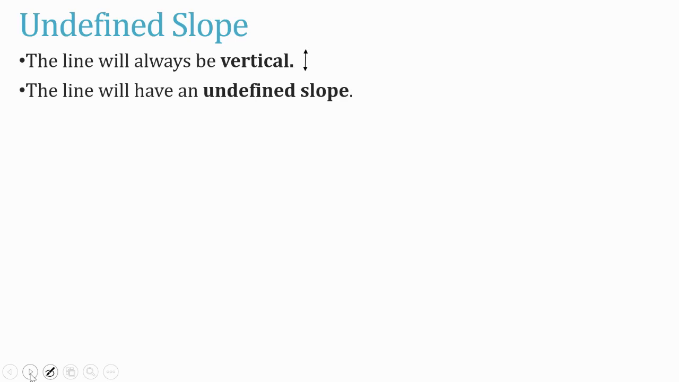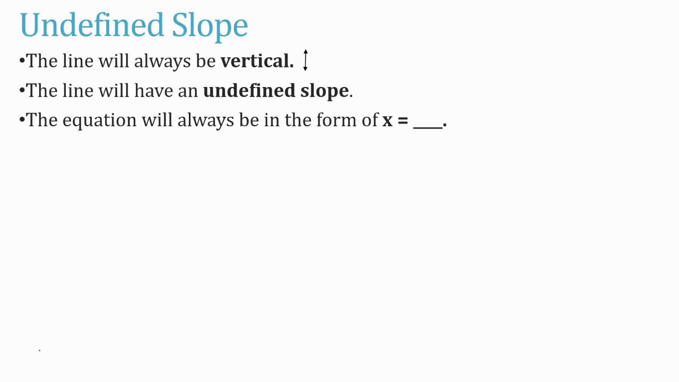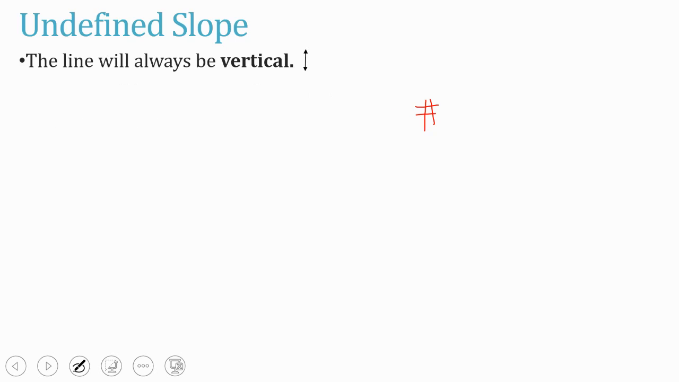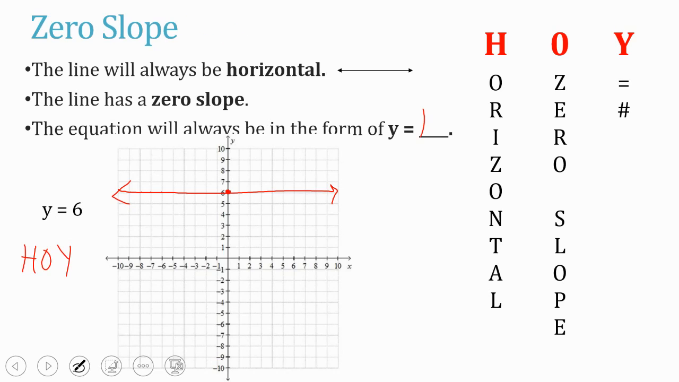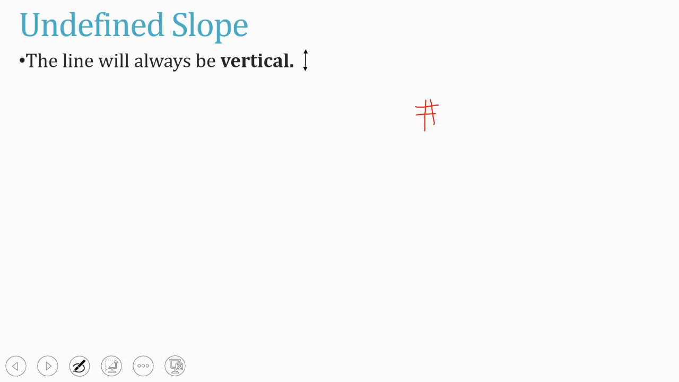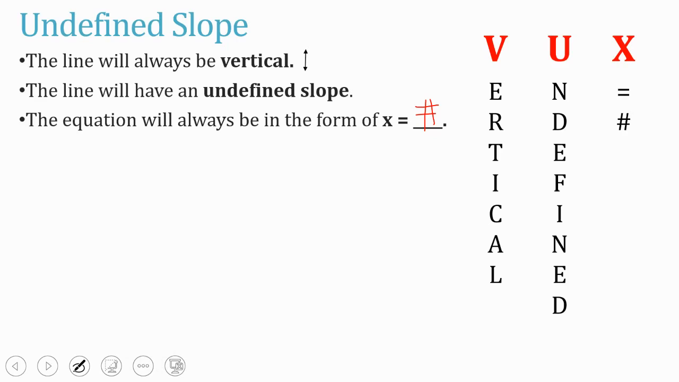Okay, let's look at lines with undefined slope. Hopefully you remember that these lines are vertical, so they go straight up and down. It has an undefined slope, and the equation will always be in the form of x equals a number. Okay, so here we have vertical lines, undefined slope, in the form of x equals a number.